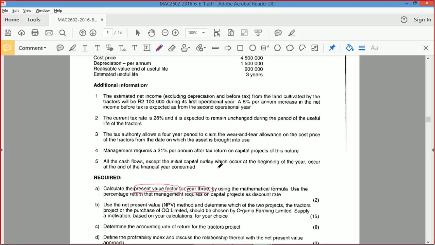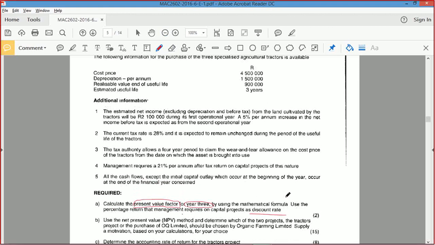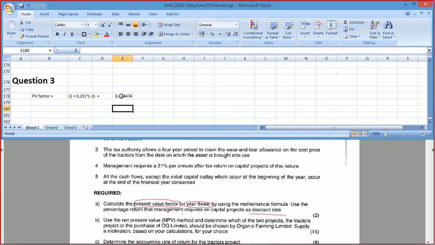Okay, so calculate the present value factor for year 3 using the discount rate of 21%. So A's answer is that. This is the accurate answer, 0.564. When I did it using the table, I got 0.565. So that's why the tables aren't accurate, because they don't provide for rounding errors.